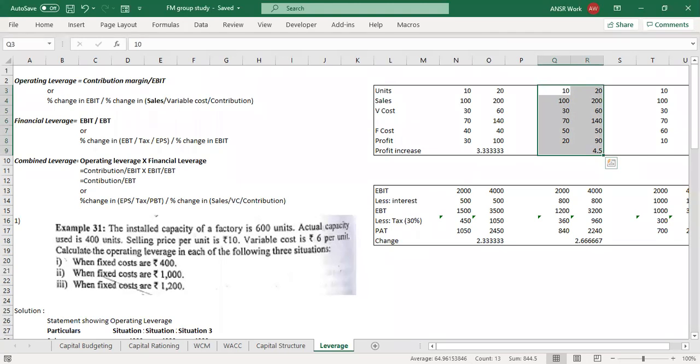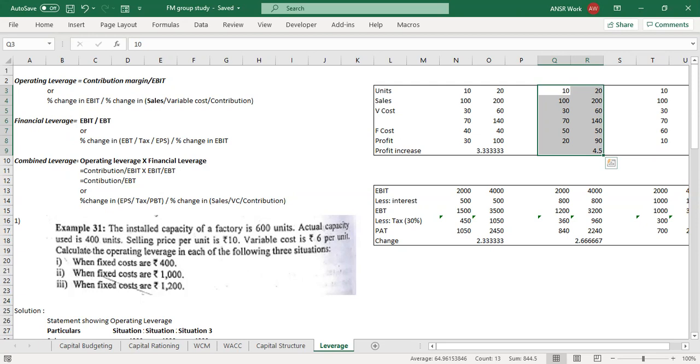You go to the doubled units. Our number of units is 20. So sales becomes 200. Variable cost becomes 60. Our contribution becomes 140. Until now, everything is the same between the first two examples and these two. And our fixed cost now is 50. Now our profit becomes 90. Now the ratio becomes 4.5. Just keep a note on the fact that when you increase the fixed cost, the rate of increase of profit became more.